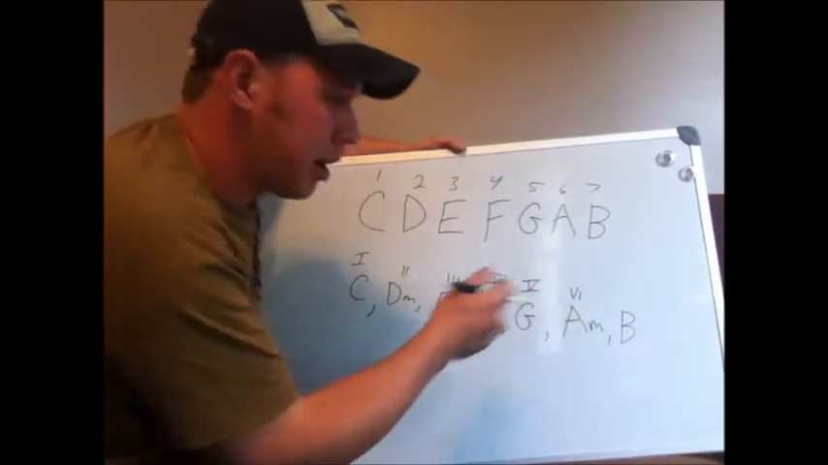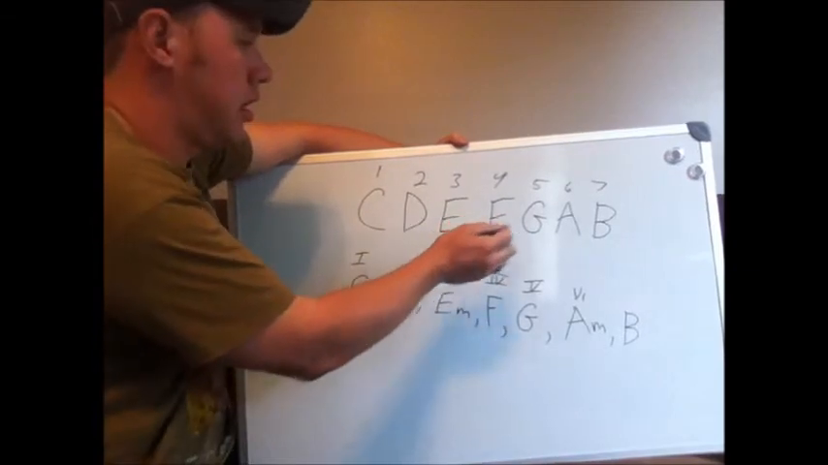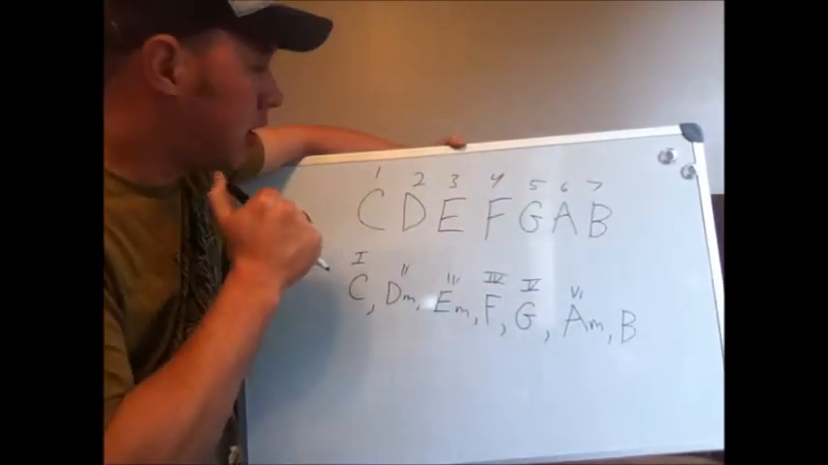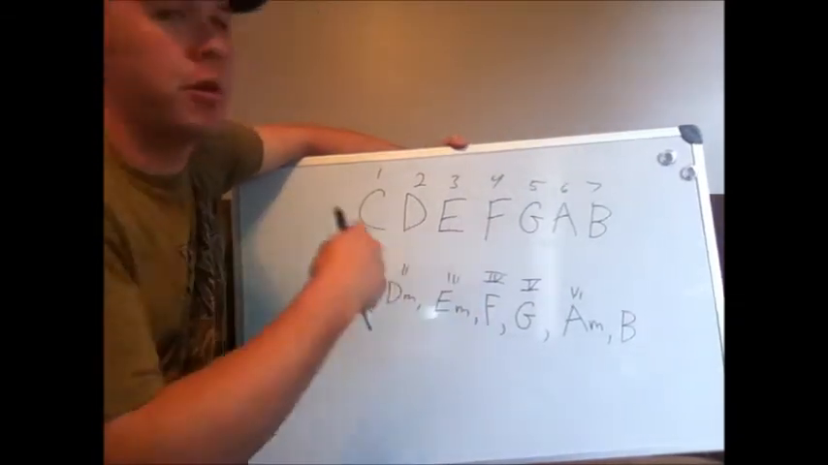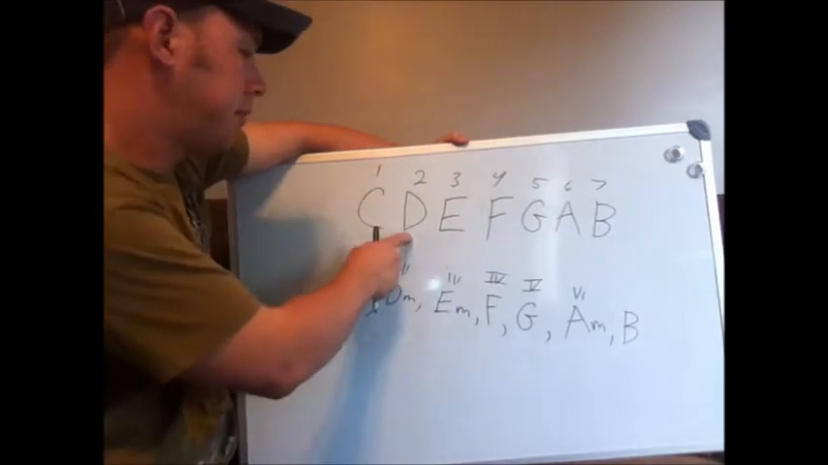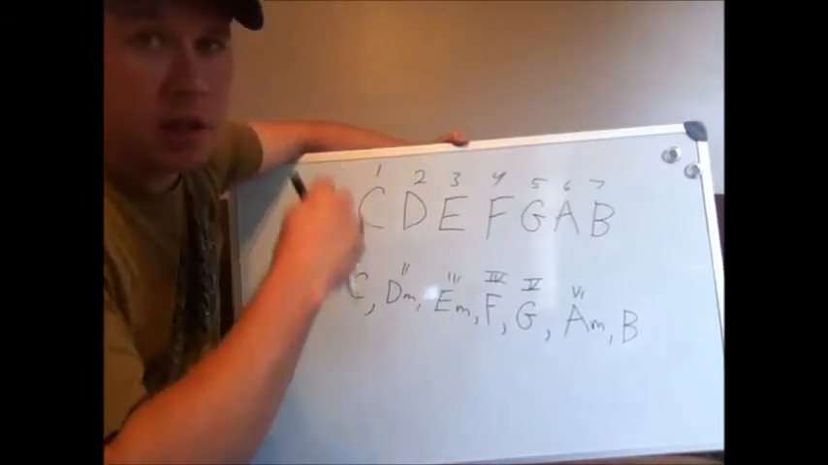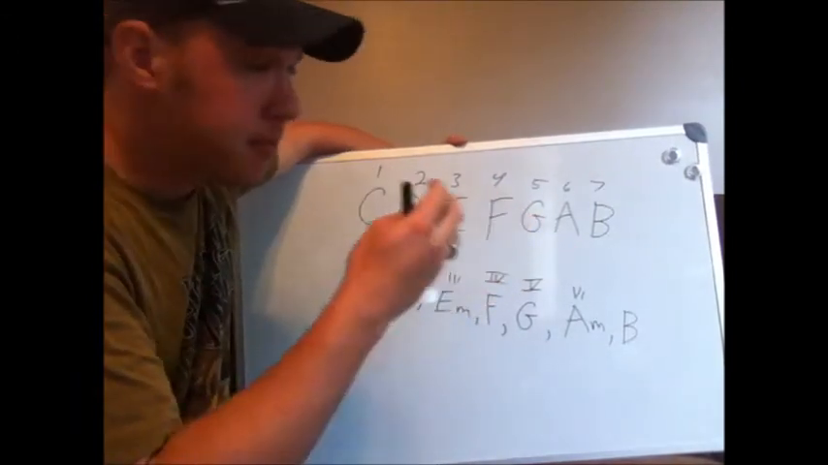So this is going to be a minor, but if you look at the fifth, you got 1, 2, 3, 4, 5. If you were to write out the B major scale, it should have a D sharp for a major third and an F sharp for the fifth. It doesn't have a sharp, it's flattened, so it's going to be a minor, but it also has a flattened fifth. And when you flatten a fifth, this becomes a diminished chord.